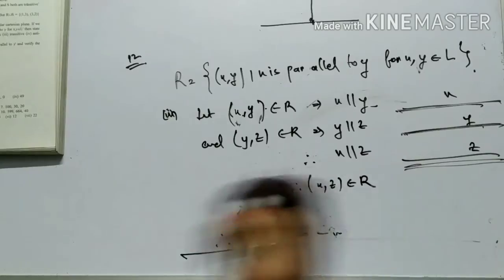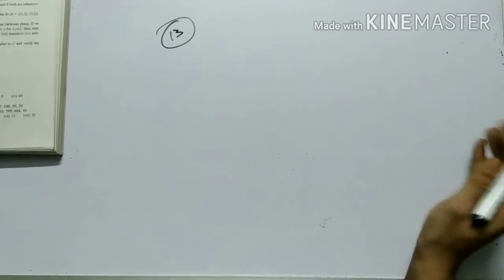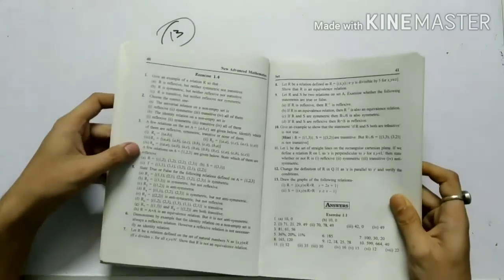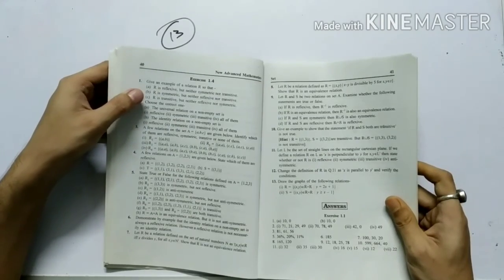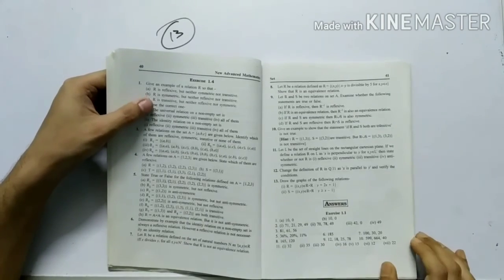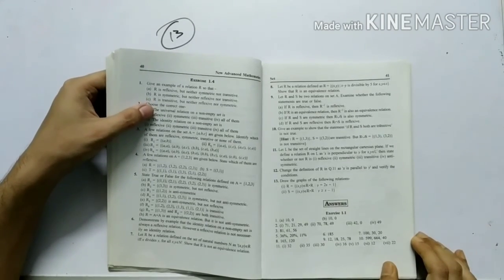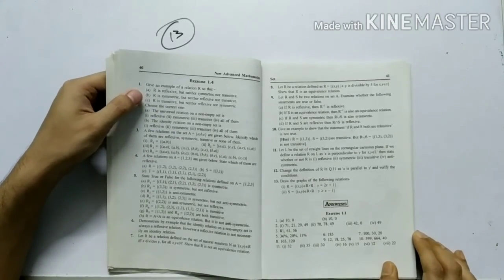Understand? Next, the last one, question number 13. I will give you the notes and then I will explain it to you. Okay, so this is our exercise. Exercise 1.4 is over. Try to do it by yourself. You just have to give an example of a relation which is reflexive but neither symmetric nor transitive, R is symmetric but neither reflexive nor transitive, and R is transitive but neither reflexive nor symmetric. It is very easy. Please try to do it by yourself.